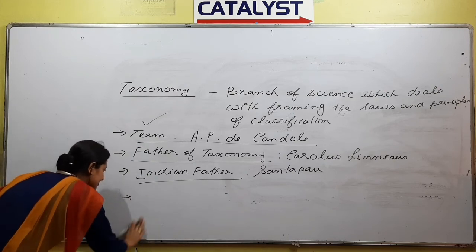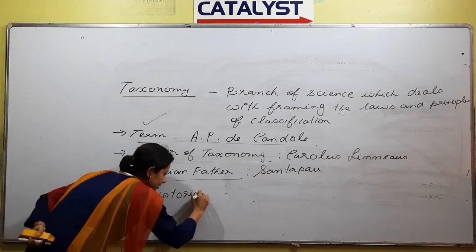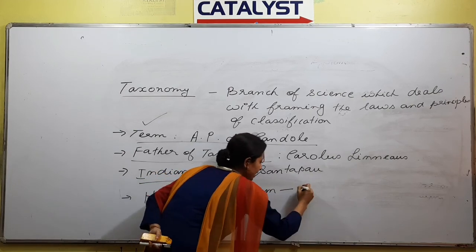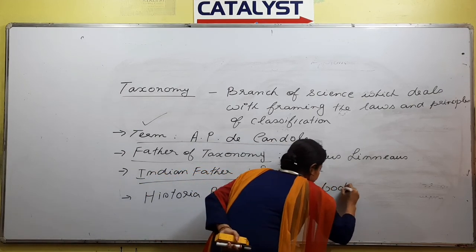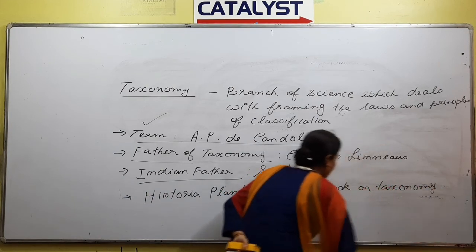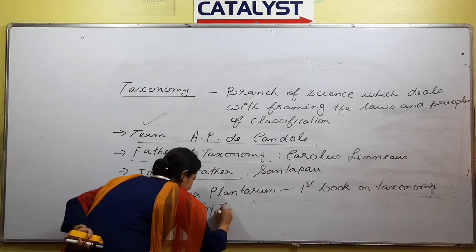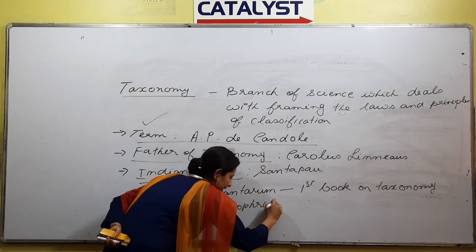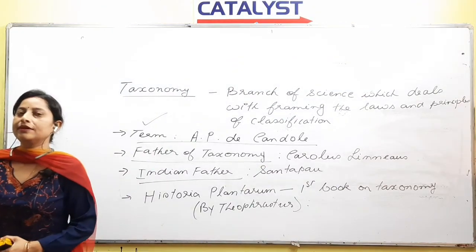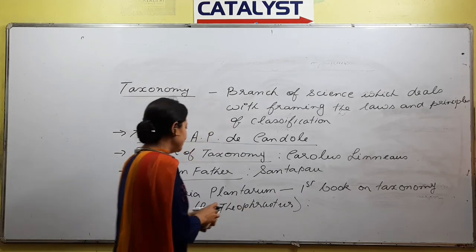Next important point is you have to remember the name of a book, Historia Plantarum. What is this? This is a book. It is the first book on taxonomy. And who has written this? By Theophrastus. And what do you remember about Theophrastus? He is the father of botany and student of Aristotle, no?